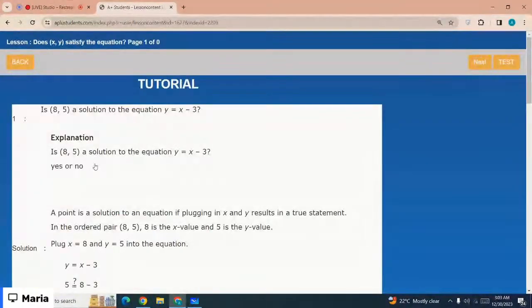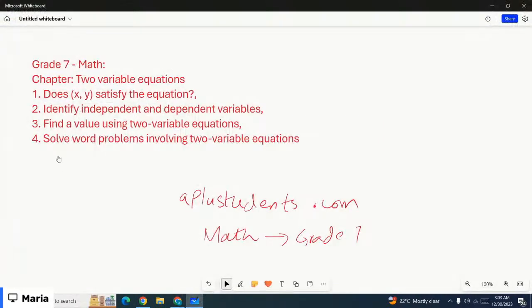So basically we are given a point, right? That is x and y. You have to substitute the point in the equation and see whether the point satisfies the equation. For example, you are given, is (8, 5) a solution to the equation y equals x minus 3? So the equation is y equals x minus 3 and the point is (8, 5), right? The first value is the x value and the second one is the y value.